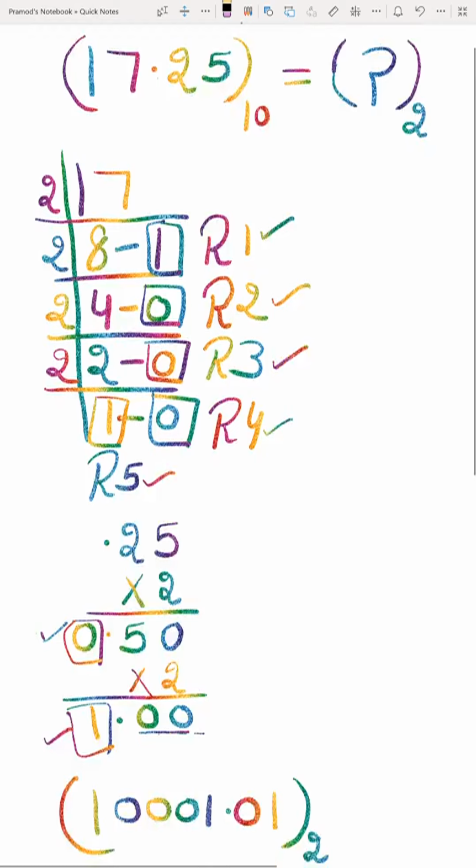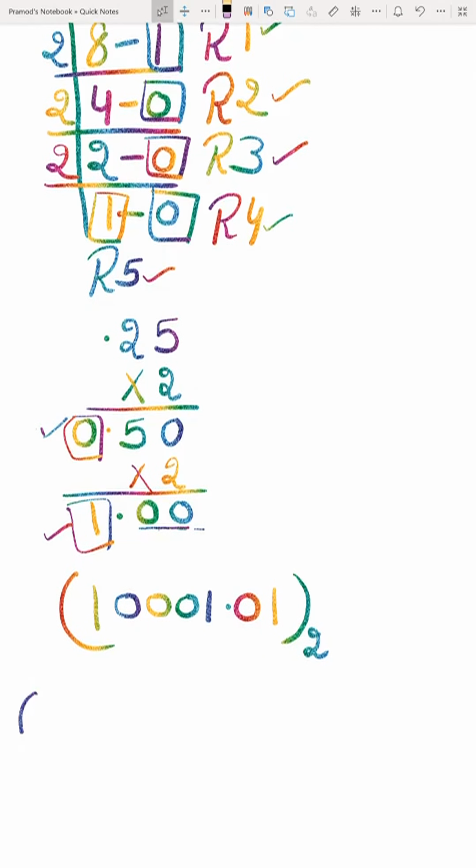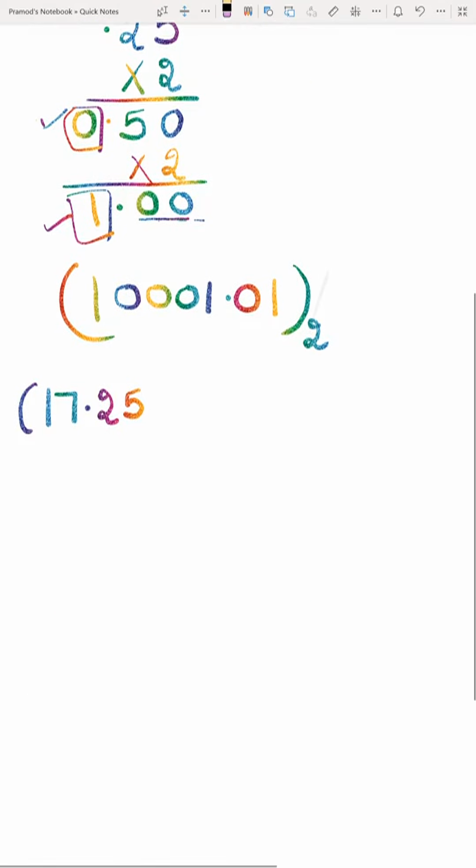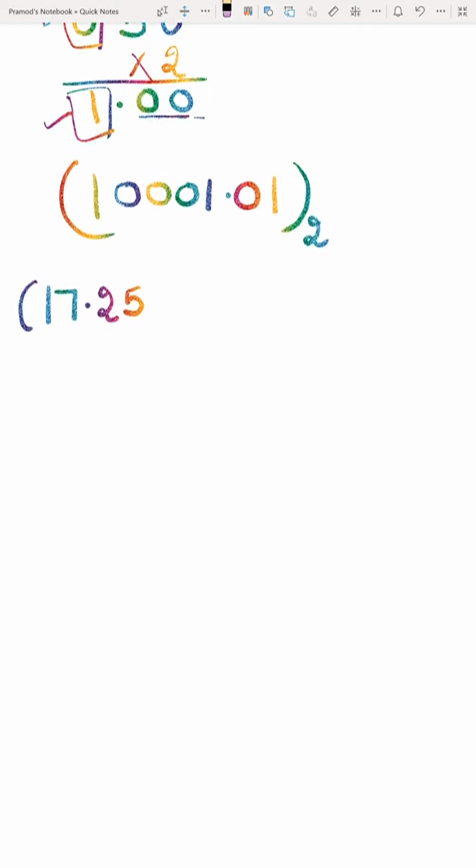So how do you write your answer? You write 17.25 decimal is equal to 10001.011. Clear, everyone? We take one more example here.